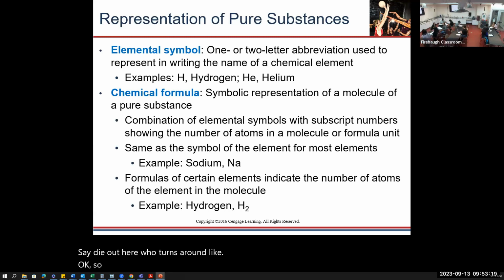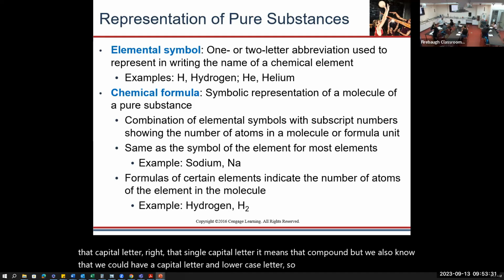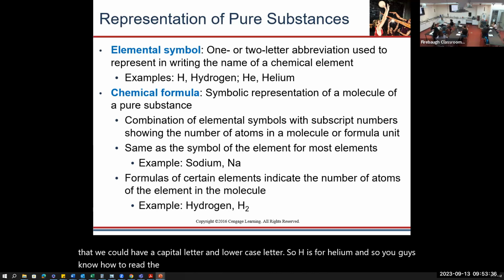So you guys are already familiar with the symbols, how to look at the periodic table. We know that a single capital letter means that element, but we also know that we can have a capital letter and a lowercase letter. So He is for helium. And so you guys know how to read the periodic table and use those symbols to determine what the element is.